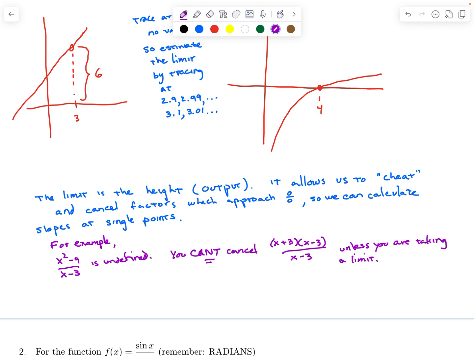So x plus 3 times x minus 3 over x minus 3 is undefined at x equals 3.